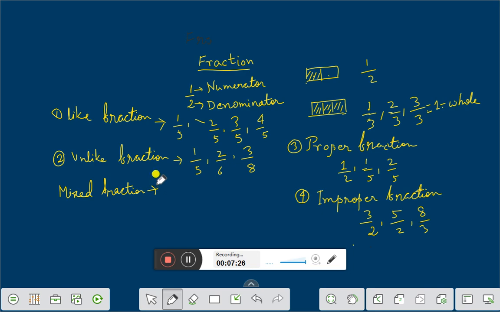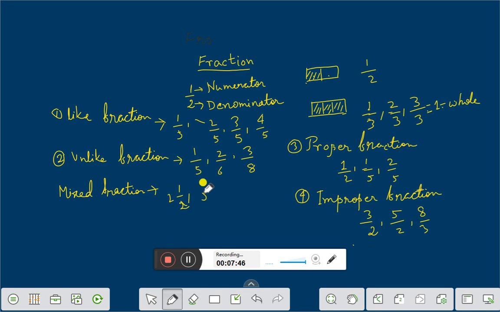Mixed fractions are those fractions in which one part is a whole number and the other is a proper fraction, right? Suppose 1 whole 1 by 2. This is a mixed fraction, right? This is a whole number and this 1 by 2 is a proper fraction.